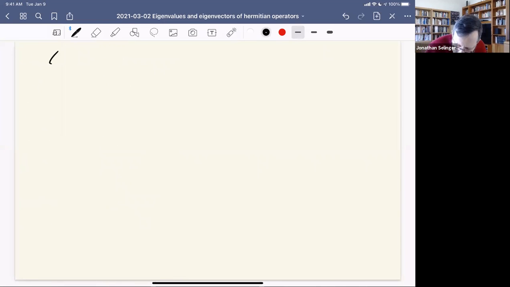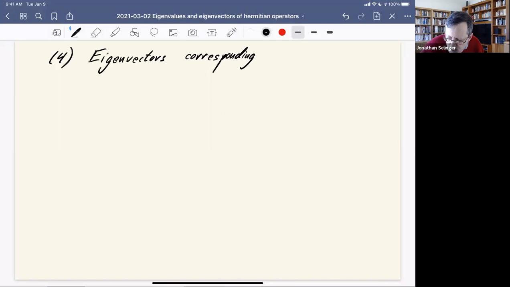Another principle, let's say number four. Number four, what was number four? Oh yeah, that eigenvectors corresponding to different eigenvalues are orthogonal.